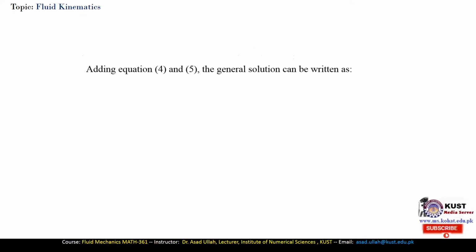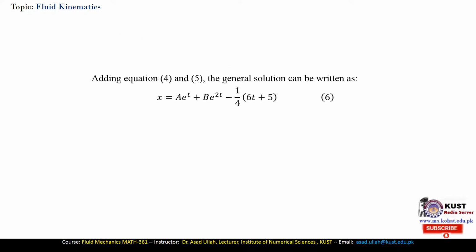To find the general solution of the given differential equation 3, we add the particular solution and the complementary solution that are given in equations number 4 and 5. We get a general solution given in the form of equation number 6.